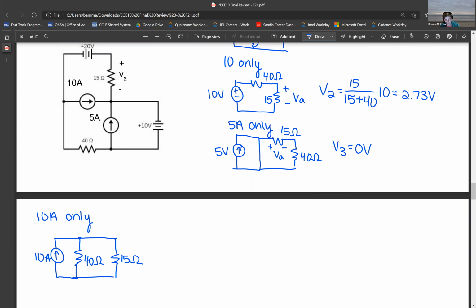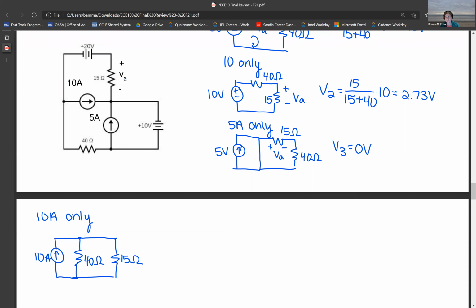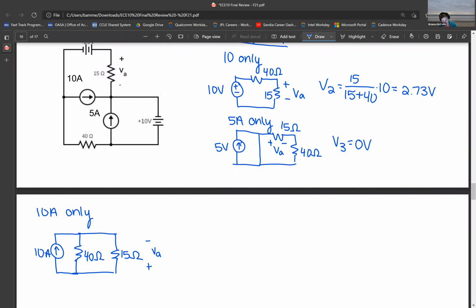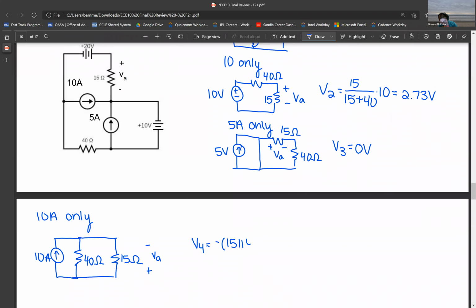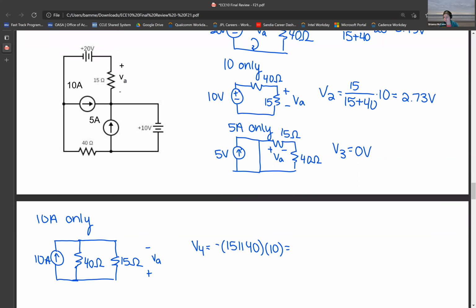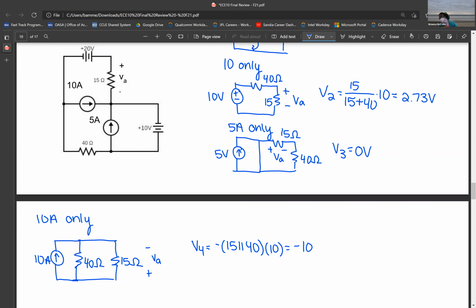Now, in terms of the polarity of VA, we see that the current flows into the negative end and exits the positive end, which means that we're going to be expecting a negative voltage from this component. So we can use an equivalent resistance to compute this. So we see that the 2 resistors are in parallel, and there's a 10 amp current entering the branch. And so we have just the product of the equivalent resistance and the amount of current flowing into the circuit. And so this is going to give us negative 109.09 volts.